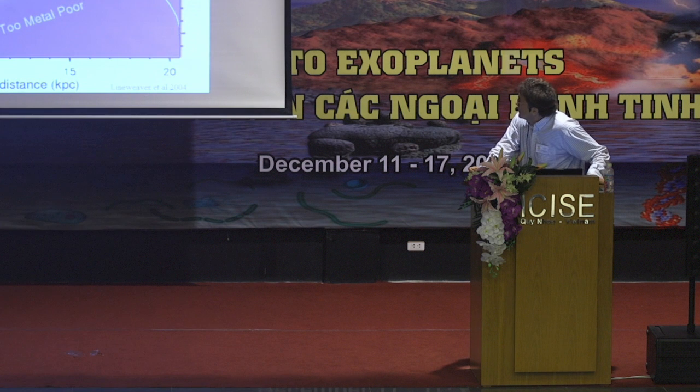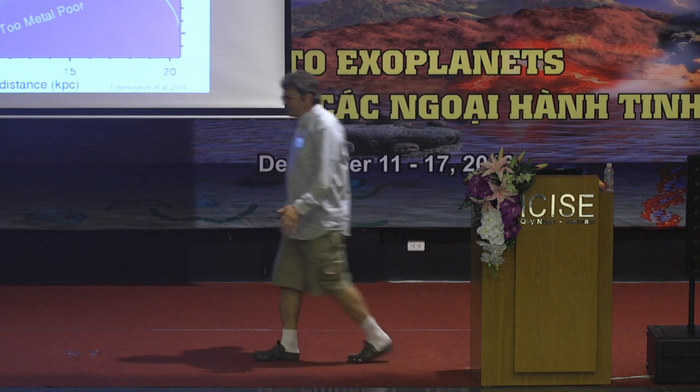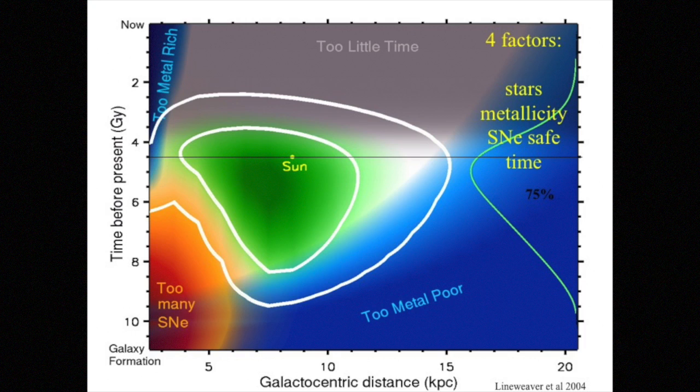And so with that, we can ask the question: are there regions of the galaxy that are more suitable for life? A few years ago, we wrote a paper on the galactic habitable zone. This is galactocentric radius, how far you are from the center of the galaxy. Zero is over here, where that big black hole is. And here's time. Our galaxy formed about 12 billion years ago, and here's today. So this is a space-time diagram.